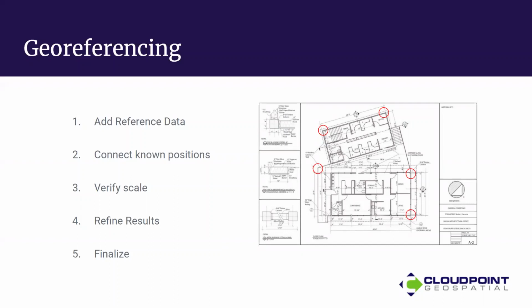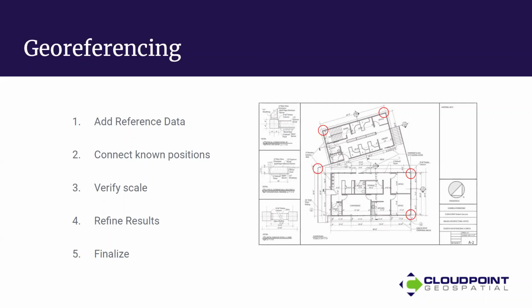So I've circled the points here in red. It's kind of the steps I'll just walk through. First, we're adding reference data, which in this case is my floor plan. Second, I'm going to connect known positions, which, in the case of these red circles, are building corners. That is what I would use for my reference here. And then once I connect those dots to where they belong in the real world, like on the map, I would verify that my scale is accurate. I want to make sure that this actually reflects correct scale in my map.